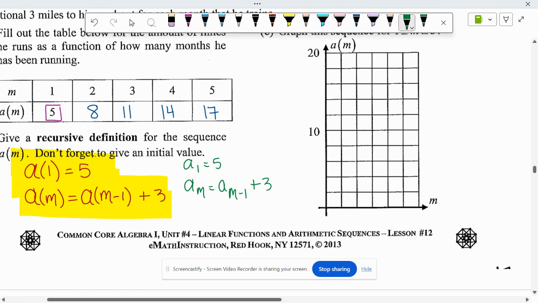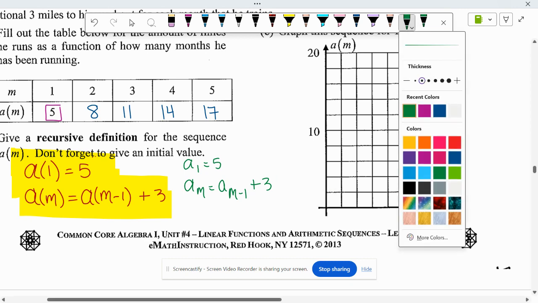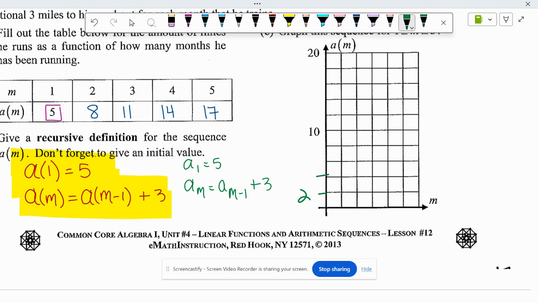So how are we counting on the y-axis? How is each grid being counted? Does anyone see? By twos. Yeah, each grid is being counted by twos. So 2, 4, 6, 8, 10, 12, 14, 16, 18, 20.